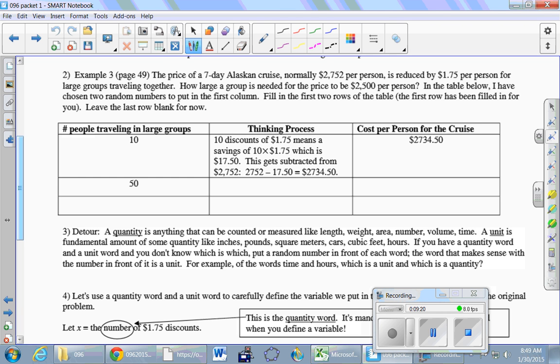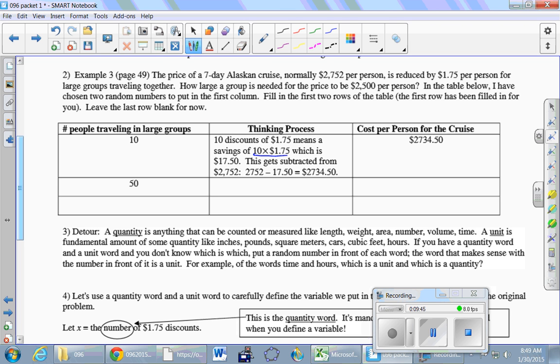And what is he accomplishing? What is he doing? He's multiplying those two numbers, right? That's the natural thing to do. So we know we need to do 10 people times this $1.75 off per person. And so that gives us $17.50. And then what do I do with that $17.50? Take it off the original $27.52, right? That's my discount.